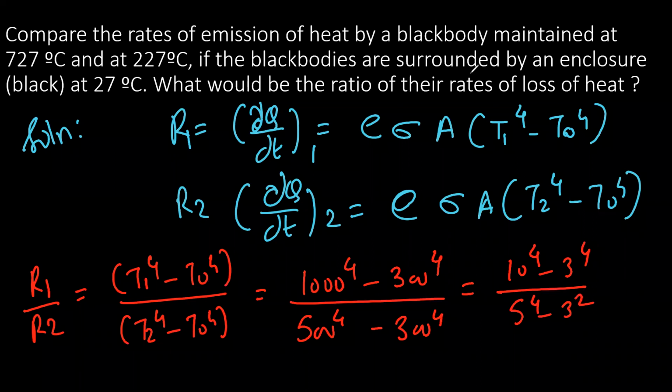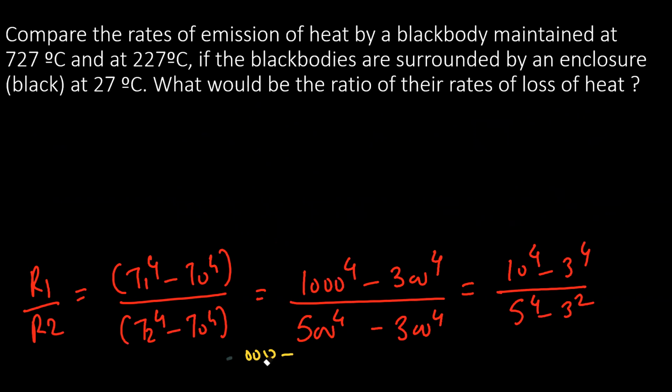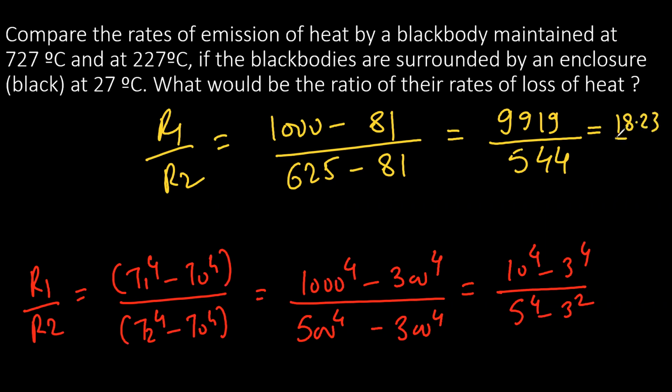Now we can do it easily. Okay, let's see up to here. So this will become 10000 minus, let me write it above. R1 upon R2 will become 10000 minus 81, since 3 to the power 4 is 81. And 625 minus 81. So what is the answer? 9919, divided by 544. If you solve it, you will get 18.23 by 1. So this is the ratio. R1 upon R2 is 18.23. Okay.